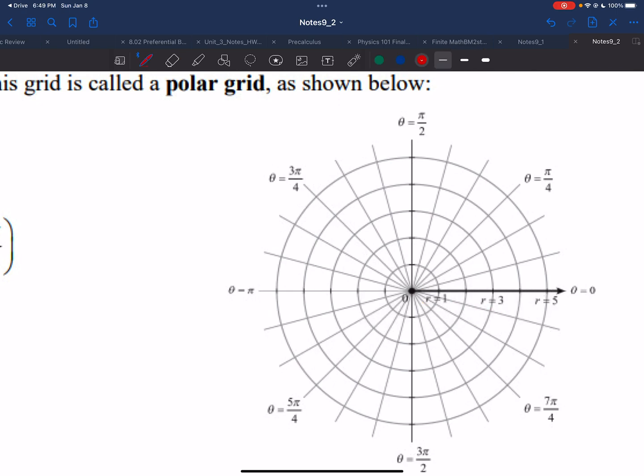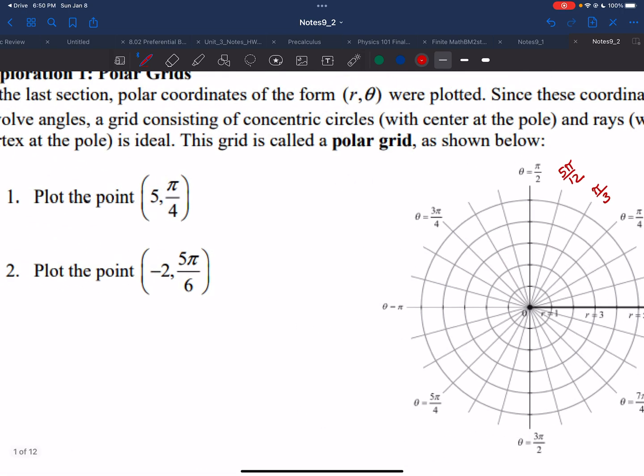In addition to that, it has your quarter markers. So pi over 4. That means that this is pi over 6, and this is actually pi over 12. And then this would be pi over 3, and this would be 5 pi over 12, right? So it gives you some of those markers so that you know where you are. All right, let's go ahead and plot our first one.